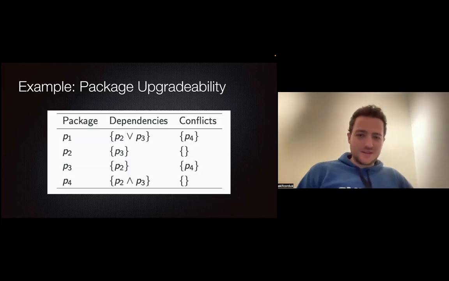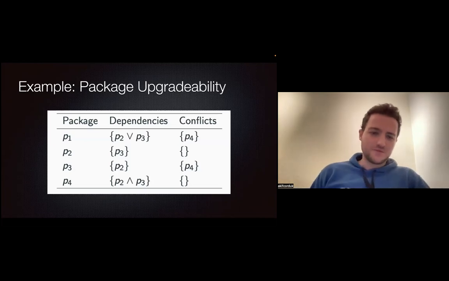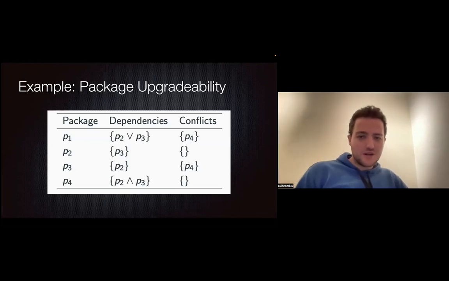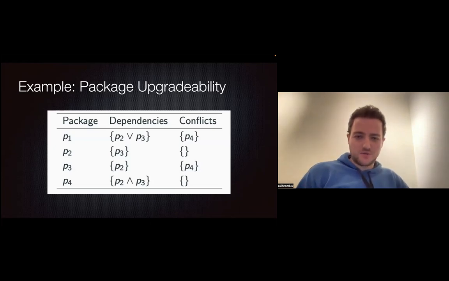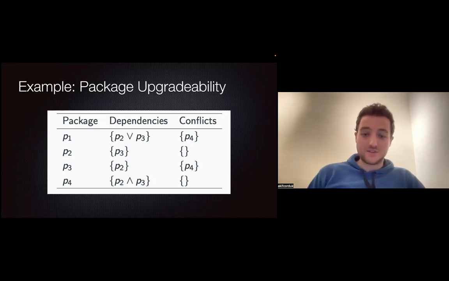And we can represent it. So we have 4 packages, let's say P1, P2, P3, P4, and P1 depends on P2 or P3, and it has a conflict with P4. P2 has a dependency on P3 and no conflicts. P3 has a dependency on P2 and no conflicts. P4 has a dependency on P2 and P3. So how do we express this as a Boolean equation and find out if all packages can reside?